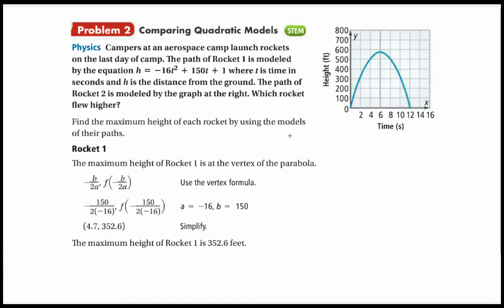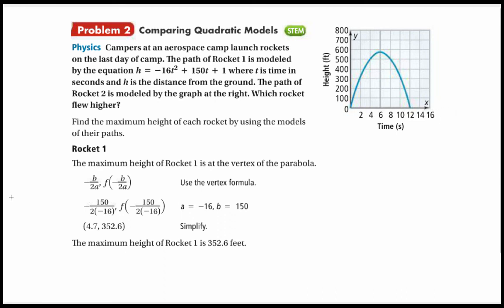Okay, so here, let's take a look at application of this. Here we have a physics problem. Campers at an aerospace camp launch rockets on the last day of camp. The path of rocket 1 is modeled by the equation h equals -16t squared plus 150t plus 1, where t is the time in seconds and h is the distance from the ground. The path of rocket 2 is modeled by the graph at the right. Which rocket flew higher? Well, it's nice we can actually tell the height of rocket 2 just from the graph, but the problem is rocket 1 is not given to us in a graph.